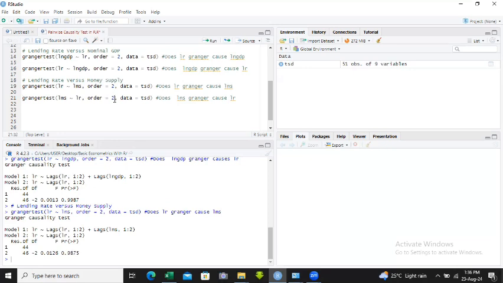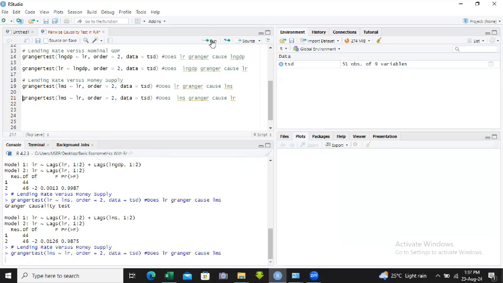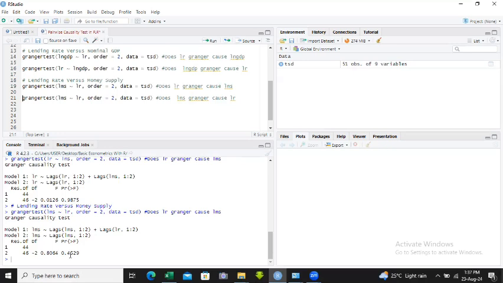Let's also check. This one is talking about does lending rate Granger cause money supply. So here, this one will be LLR, while this one is LMS. Okay, that's lending rate. So then I'm going to run that. Okay, so the same result. Lending rate does not Granger cause money supply.